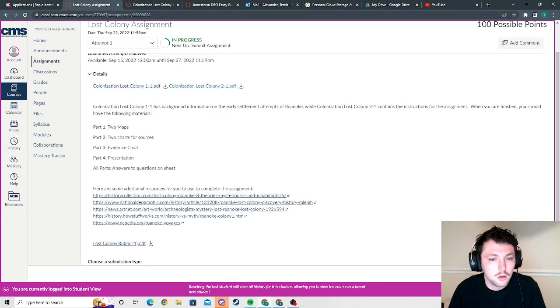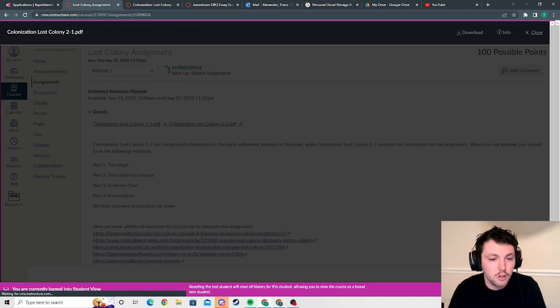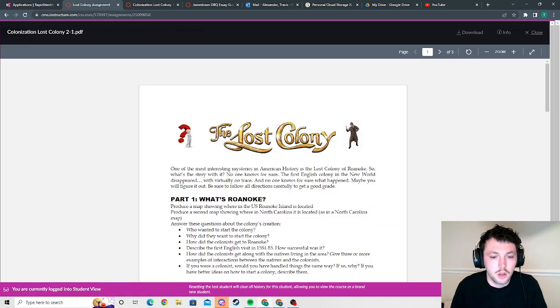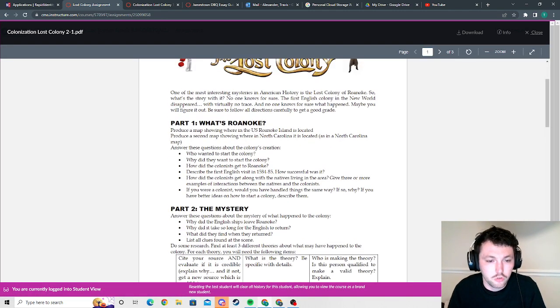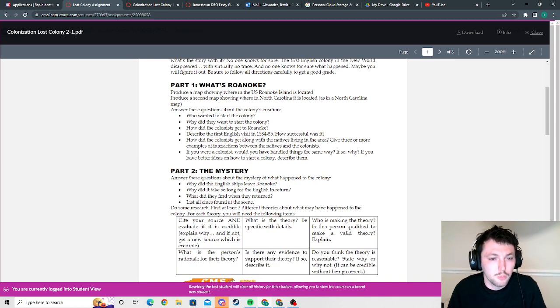We go back, we hit this, Lost Colony 2-1, and here are the instructions for the assignment. Part 1, produce a map showing where in the U.S. Roanoke Island is located. Produce a second map where North Carolina is located, as in a North Carolina map. All that means is I want you to make a map of the United States, and then tell me on that map where North Carolina is, and then make a map of North Carolina, and tell me where Roanoke is on that map.